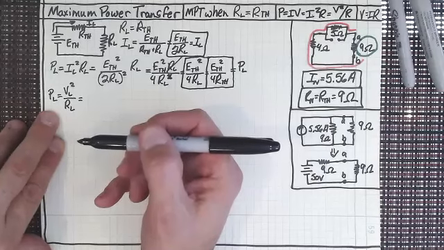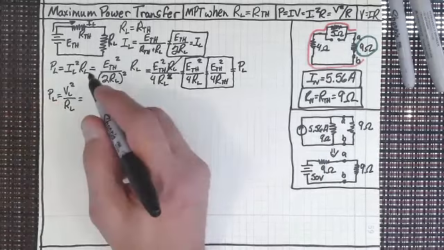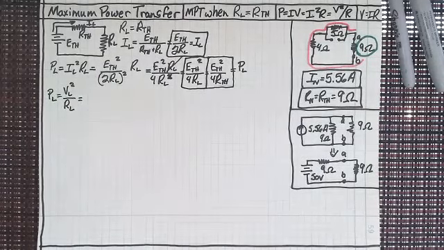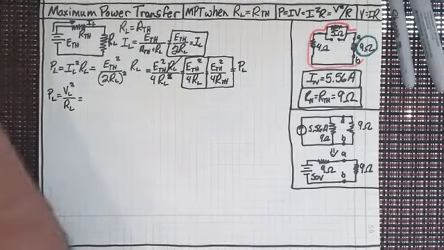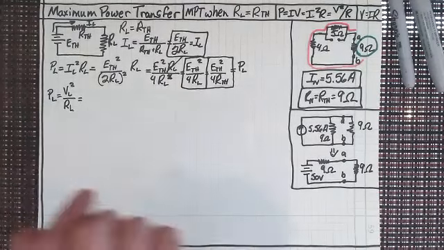And doesn't V squared, just a second, where did I write this? Oh no, I got it right there. E squared R over, just a second. Let me check something. I want to put an extra step in.